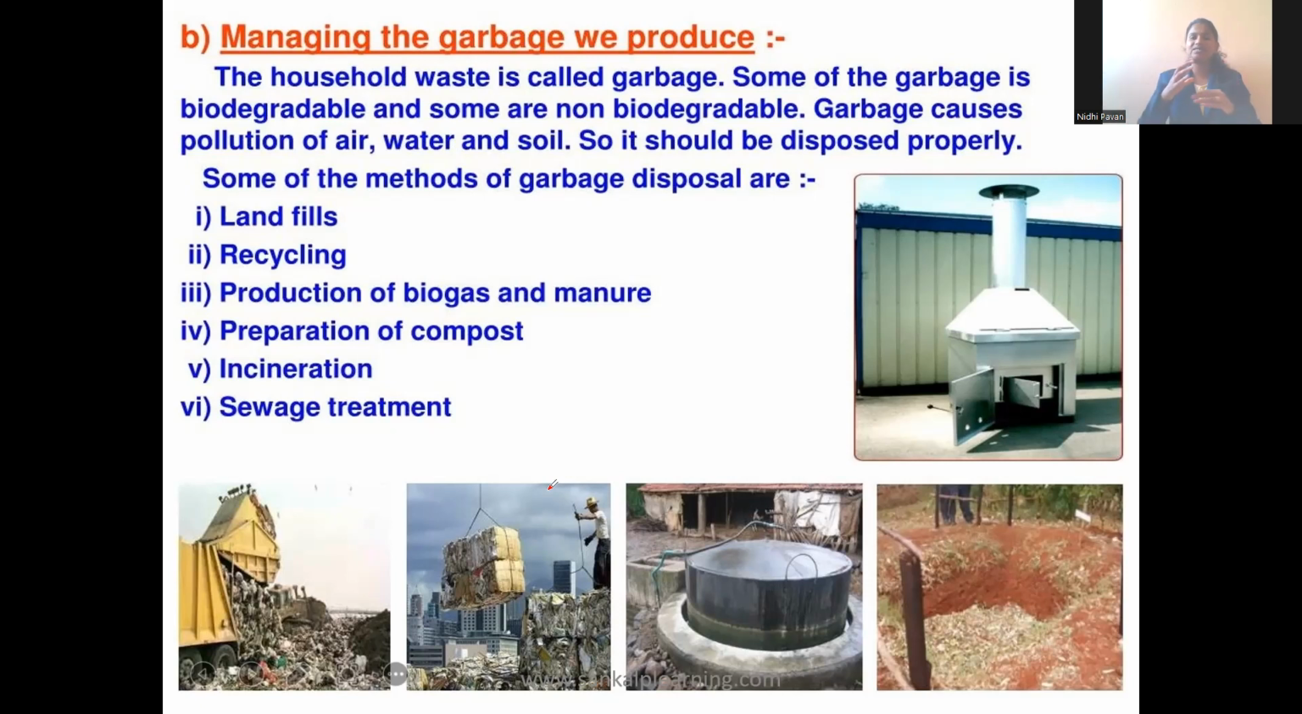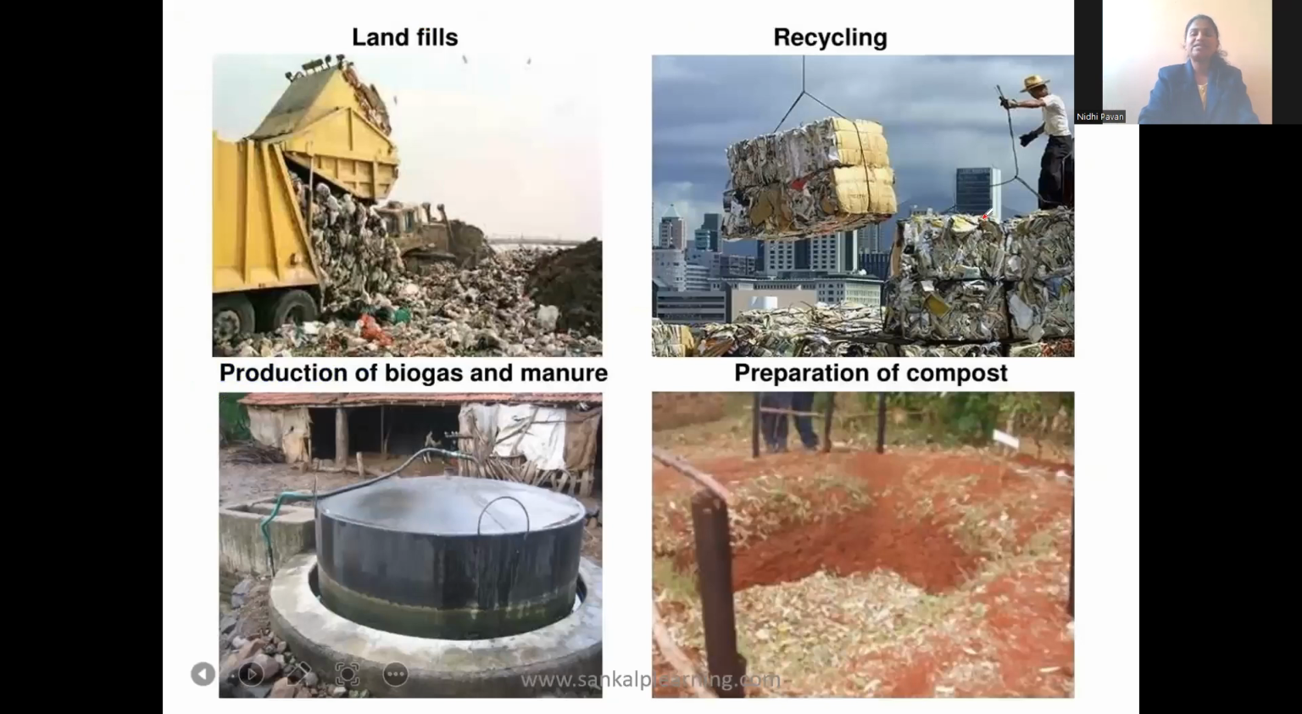Incineration: burning the waste at a very high temperature using a device called an incinerator. This is an incinerator. The next one is sewage water treatment. The wastewater from the household is all collected, and if it is treated, that water can be used for gardening purposes. So all these methods can reduce the waste problem. These are all the methods for good, proper waste management.